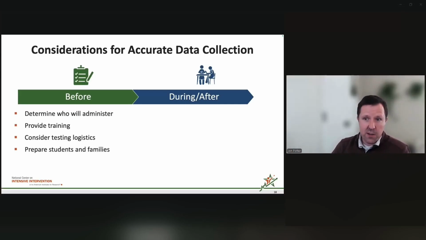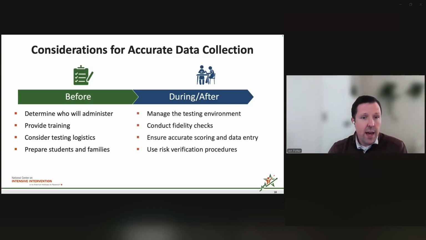But before, some things that we want to make sure that we're attending to are determining who's actually going to give the test. We'll talk about some different options for how you can approach that. How are you going to train whoever you decide to give the assessment? Consider testing logistics. So planning, again, think about that planning fallacy. It's not just enough to give your trainers the probes or the technology and say, go forth and give this. We want to consider how we're collecting that data to make it go well. And then how we prepare our students and families for the screening. Even how we message that to families and students can have a pretty big impact on the data that we collect.